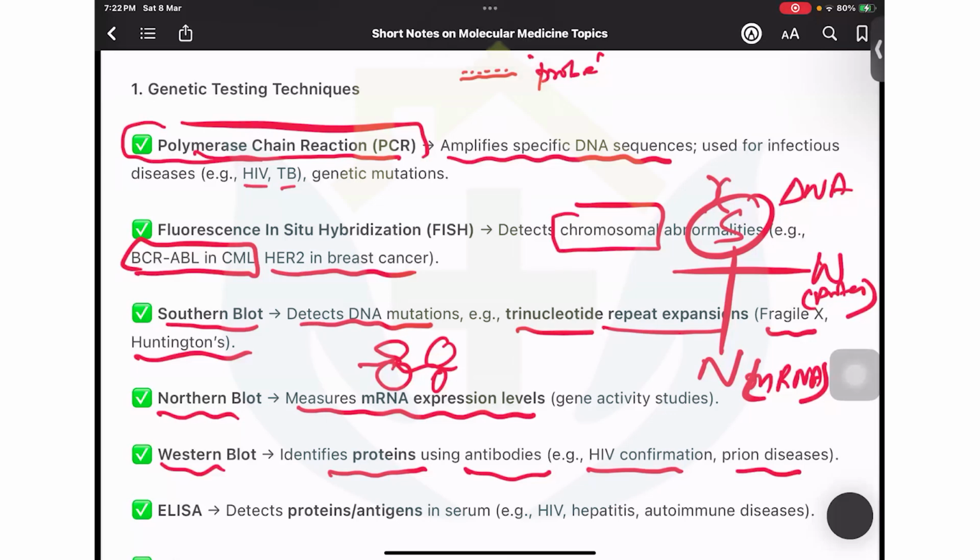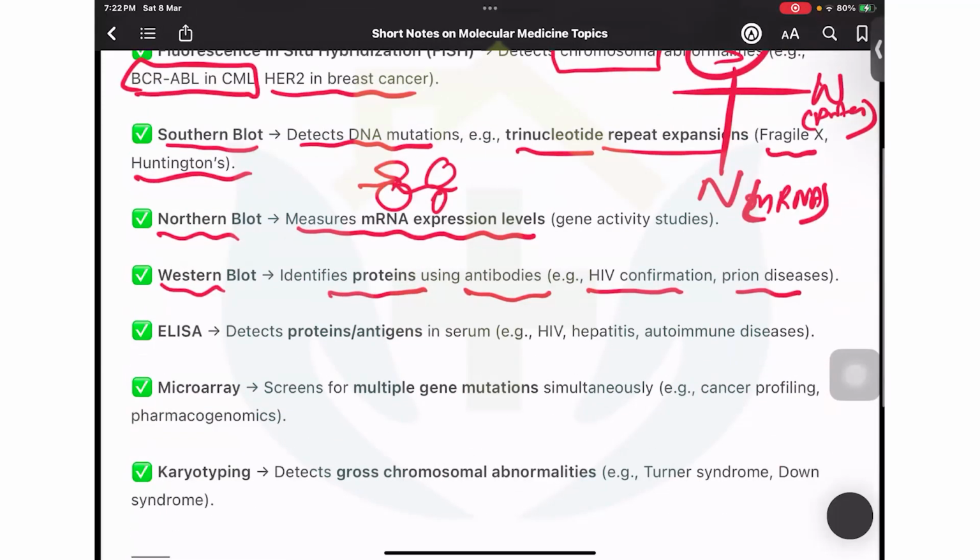Then comes the easiest test of all, which is ELISA. Now, ELISA detects all the proteins and antigens. It is easier to perform. Everybody is doing it. ELISA changed everything. You can diagnose almost so many infectious diseases using ELISA now. This enteric, this HIV, this hepatitis, so many autoimmune diseases that you diagnose with ELISA.